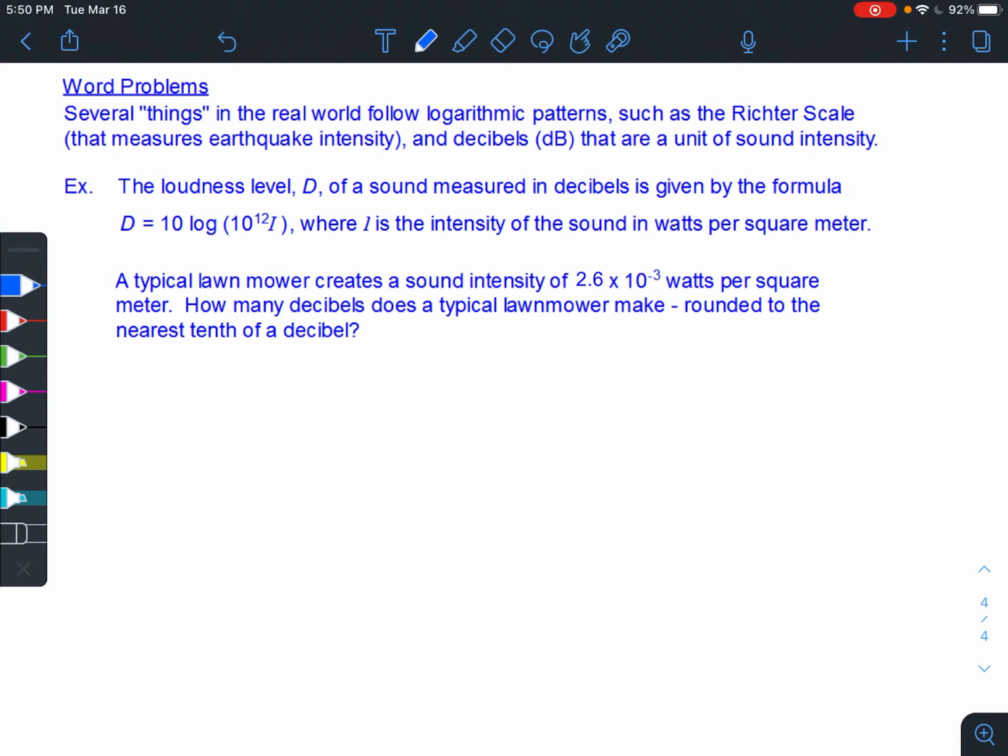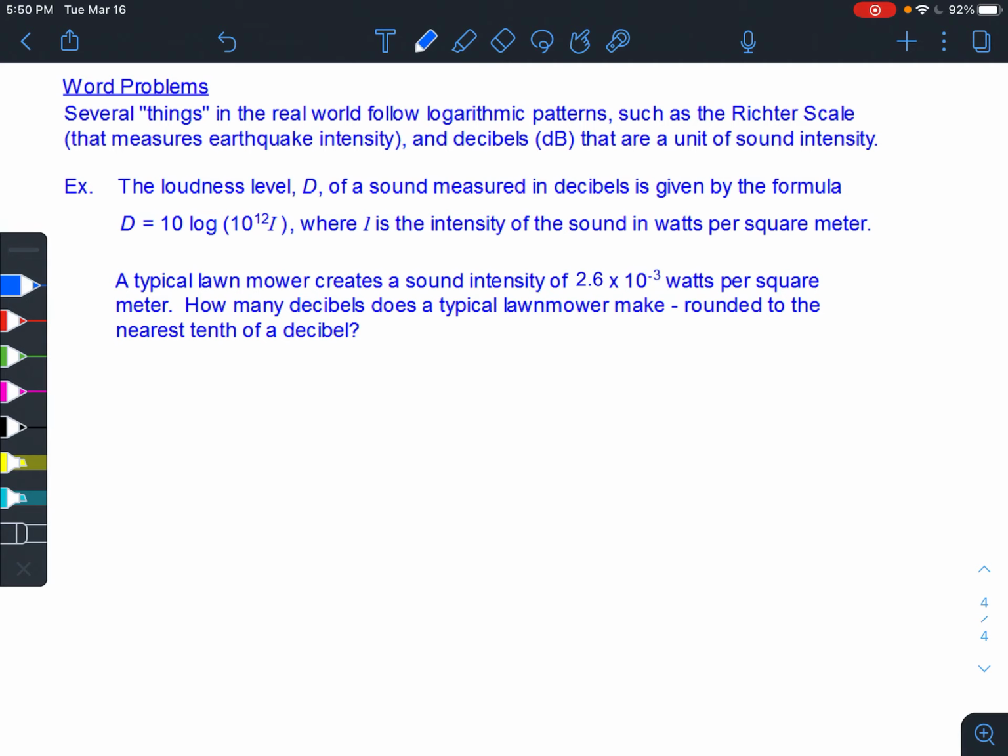All right, now a typical lawnmower creates a sound intensity of 2.6 times 10 to the -3rd watts per square meter, so notice that's an I. Now we're not talking about the imaginary unit, we're talking about the capital letter I that's in this problem, so don't confuse those. So how many decibels does a typical lawnmower make, rounded to the nearest tenth of a decibel?